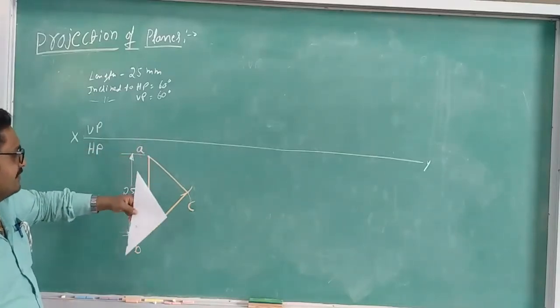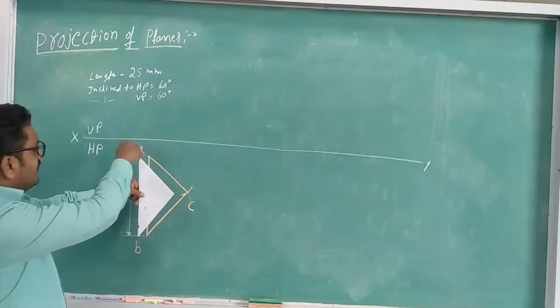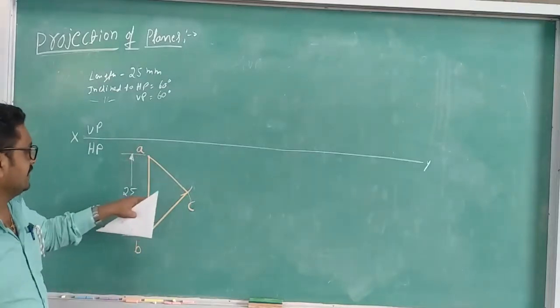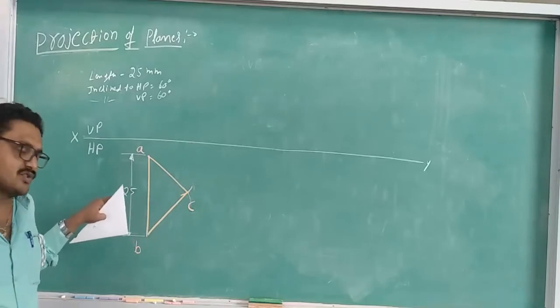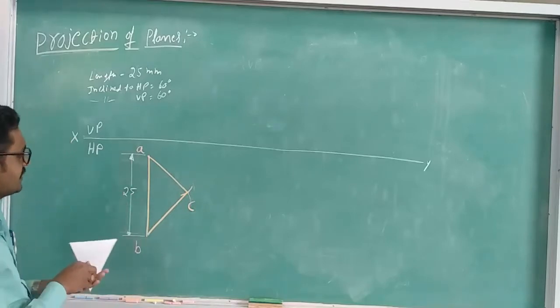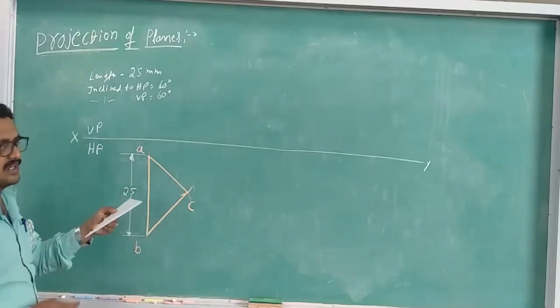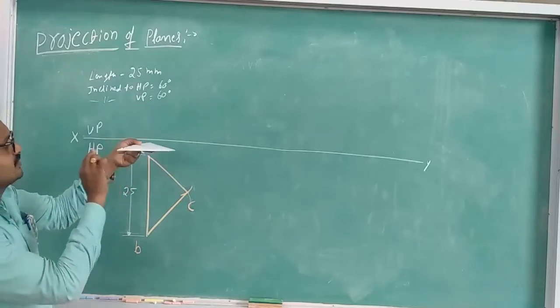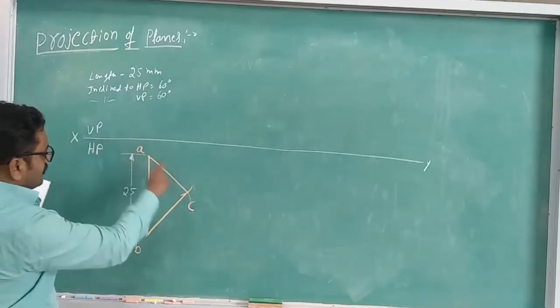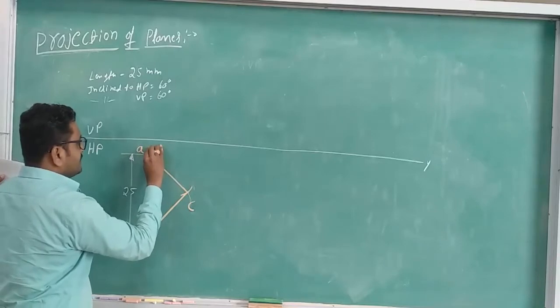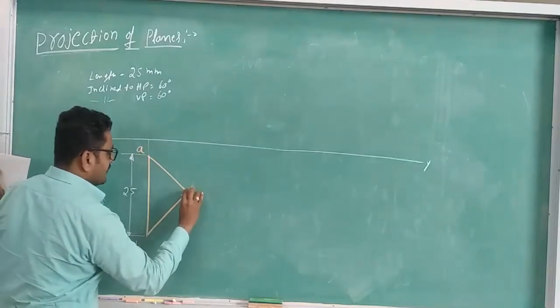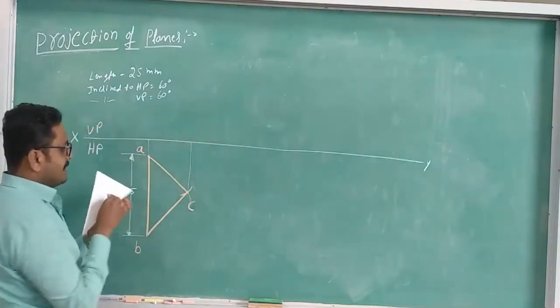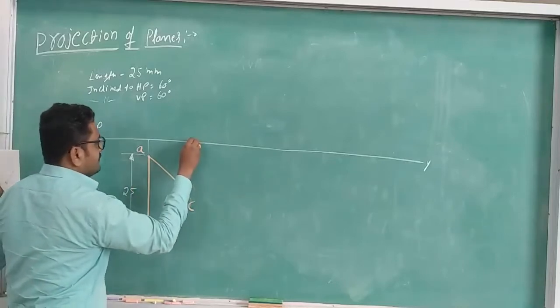So we made it, and when we rotate in the clockwise direction, the front view looks like a straight line, and the top view is the equilateral triangle with actual true length. To get the front view, we need to draw vertical projections from these corners to the XY line, and then join them with visible lines.